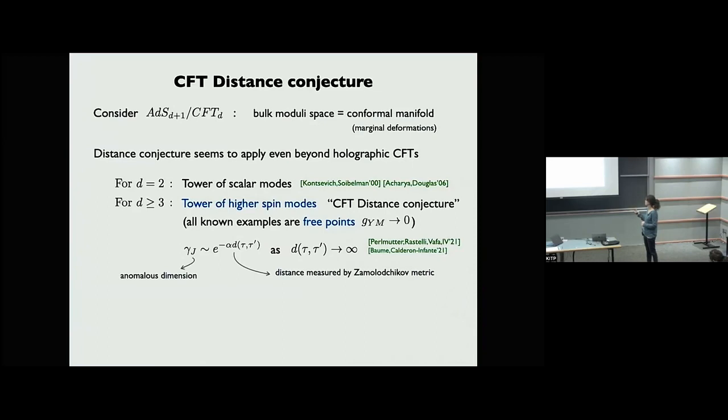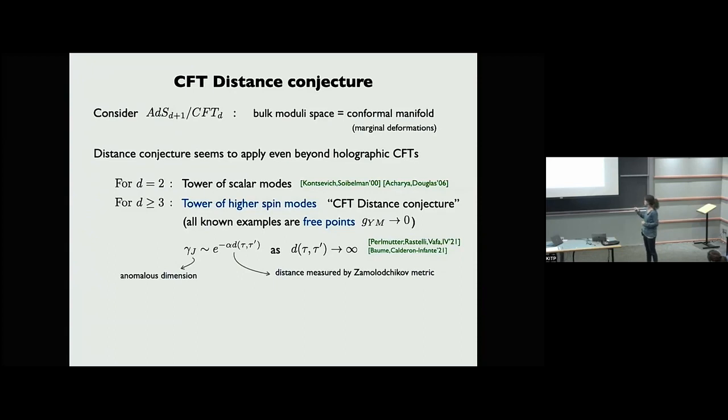In 2 dimensions, it was conjectured that the only way to go to infinite distance is to have the scalar gap going to 0. In higher dimensions, we propose that the only way to go to infinite distance is to have the higher spin gap going to 0. All known examples so far of infinite distance points are free points, and therefore they have a higher spin current. Because this is just the perturbative limit, with the gauge coupling going to 0, one can show that the anomalous dimension of these currents behaves exponentially in terms of the Zamolodchikov distance. So it's consistent with the distance conjecture.